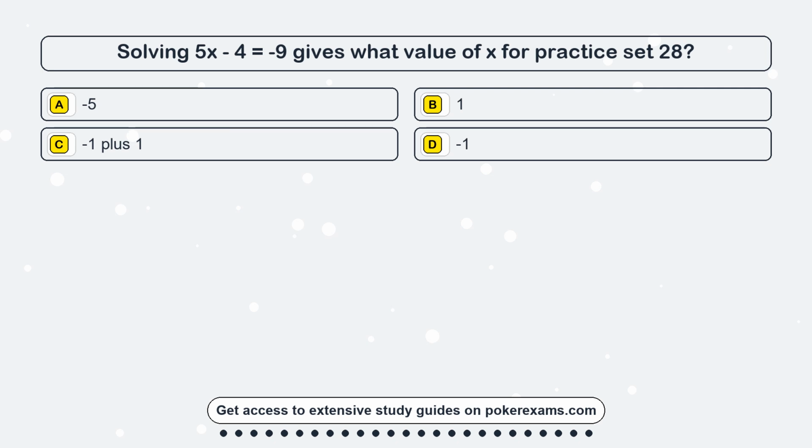Question 9. Solving 5x minus 4 equals minus 9 gives what value of x for practice set 28? Option A, minus 5. Option B 1. Option C, minus 1 plus 1. Option D, minus 1.